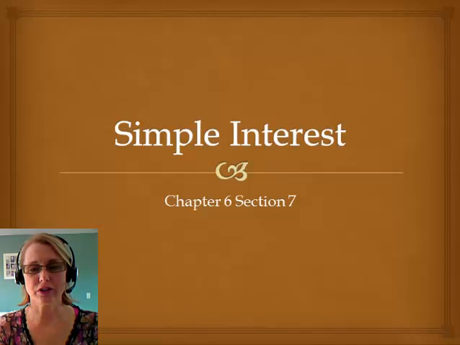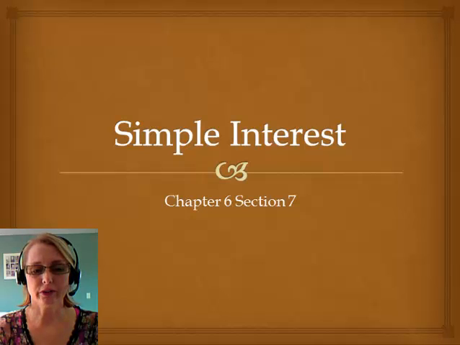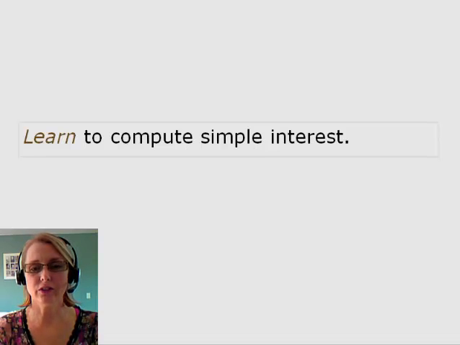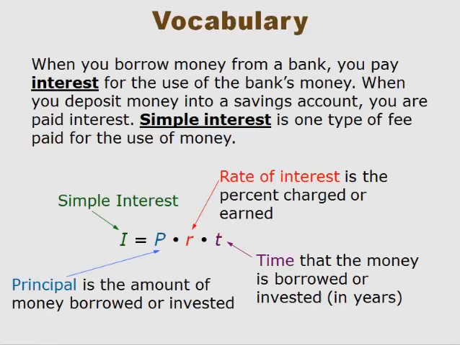Welcome to the last section in Chapter 6, Section 7, Simple Interest. The objective in this unit is to compute simple interest. We have a couple vocabulary words. The first one is the word interest. And interest is when you borrow from a bank, it's what you pay for the use of the bank's money.